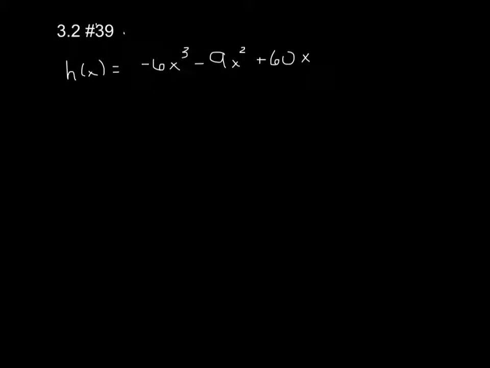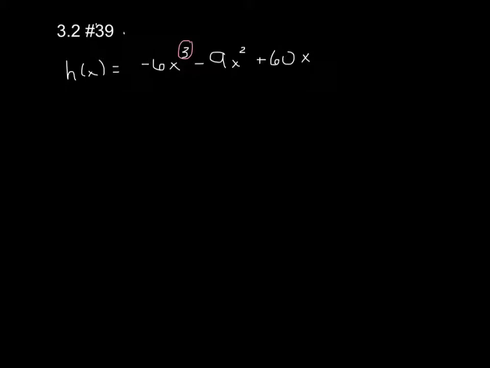In this example, we are trying to find all of the zeros of the polynomial function h of x equals negative 6x to the third minus 9x squared plus 60x. So the first thing is to see if we can factor this polynomial. It has three terms, but the degree is not squared, so we cannot use the AC method right now.